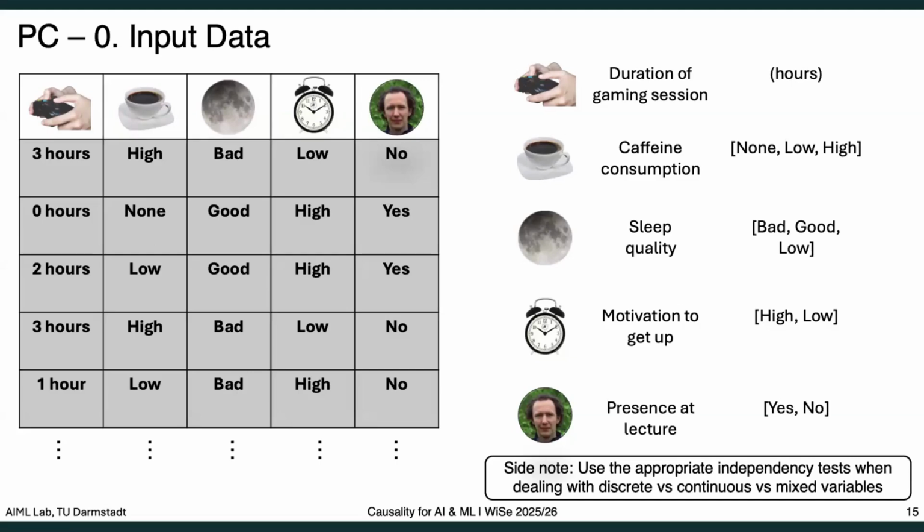Whenever we do independence-based stuff, if you're actually doing that, be careful about using the right independence tests. We have different tests for discrete variables, continuous variables, mixed variables. This is not the focus of this lecture, but if you're actually applying that, don't forget to pay attention to that, because using the wrong independence test will obviously simply lead to false results most of the time. But for this lecture, we're just assuming that all independence tests give the correct results.